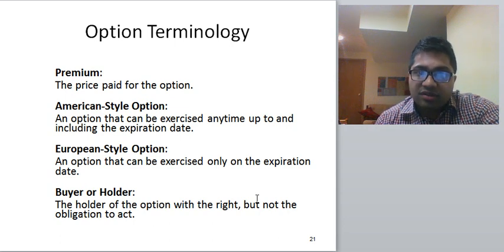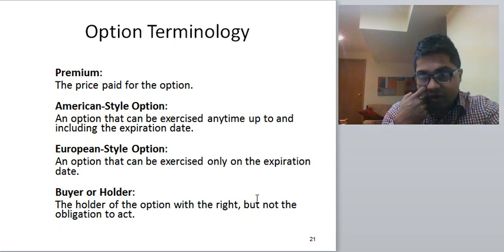American style option, an option that can be exercised anytime up to and including the expiration date. Most of the options that are traded on stocks are American.